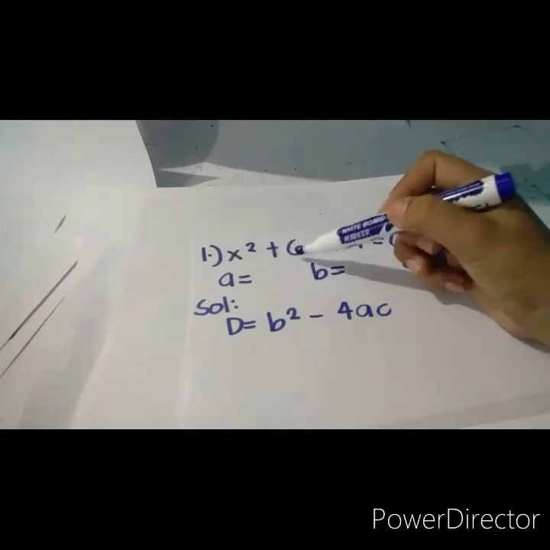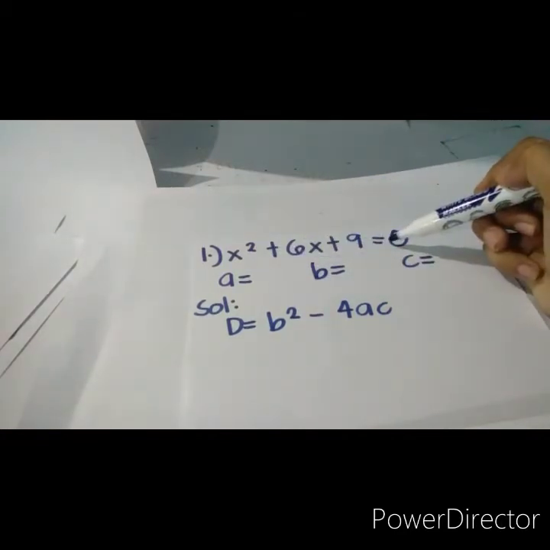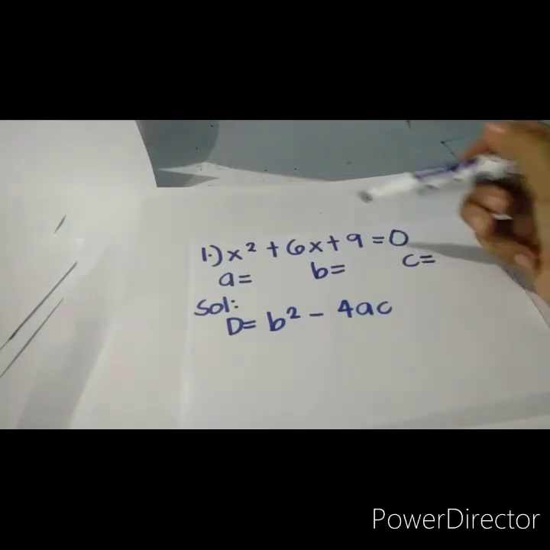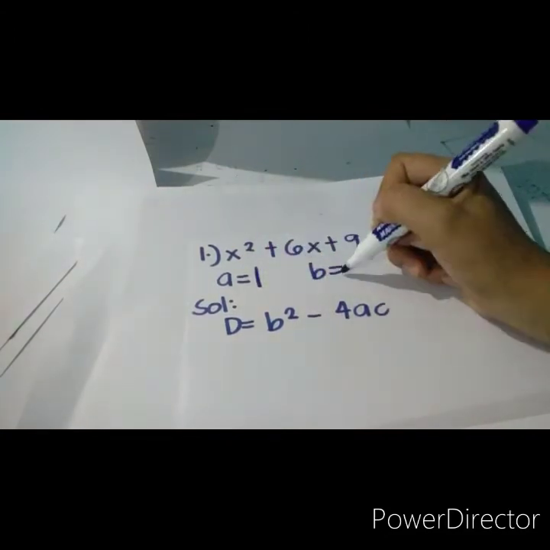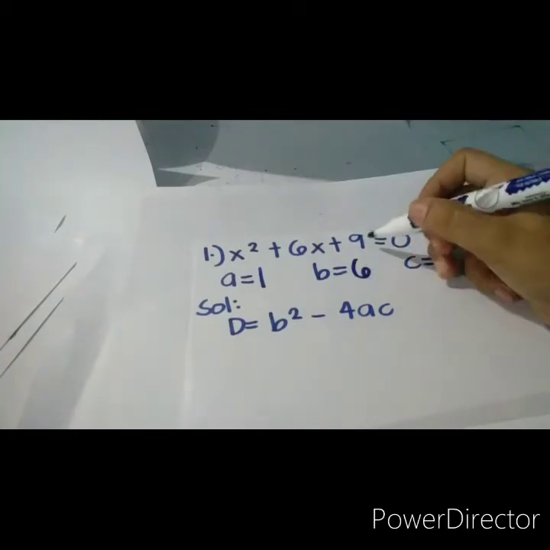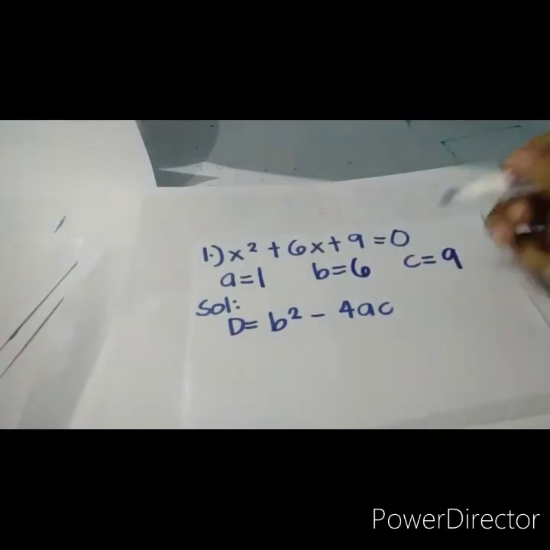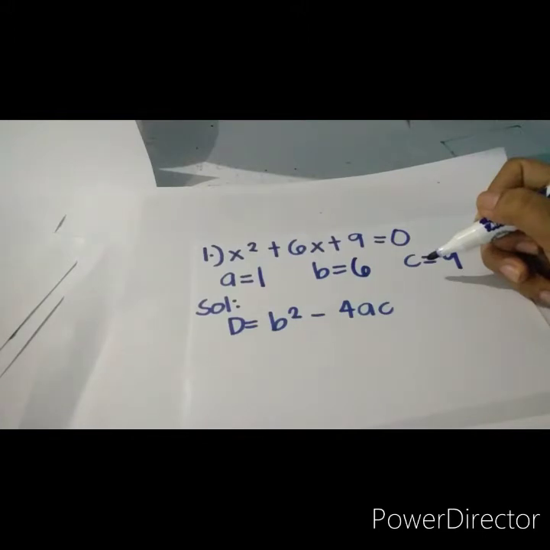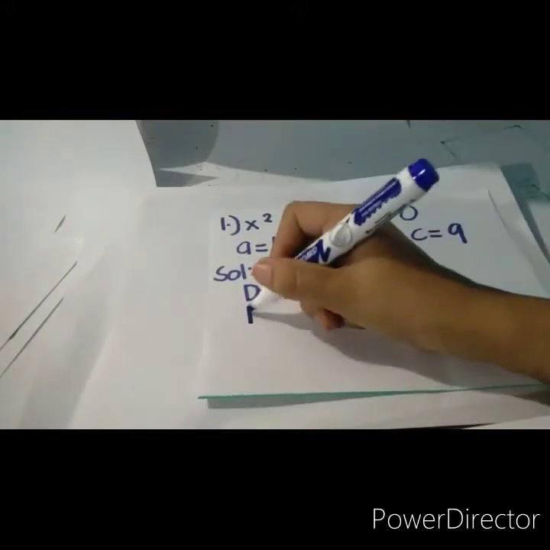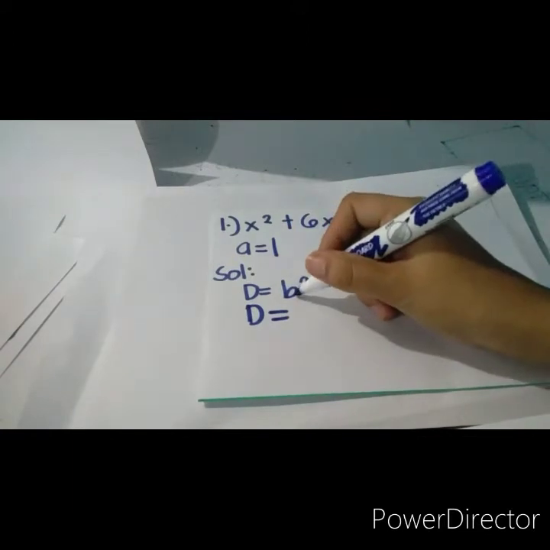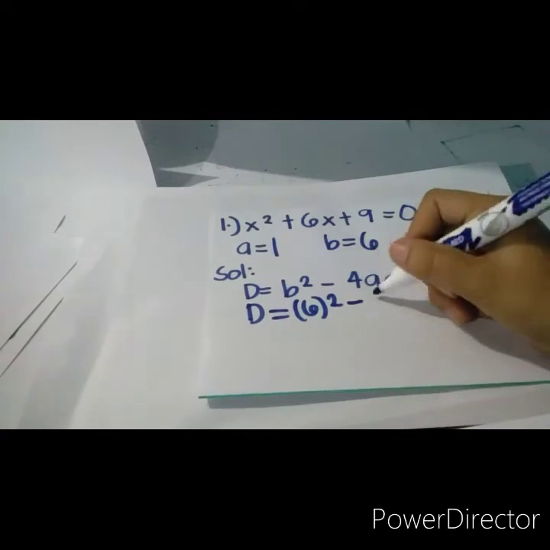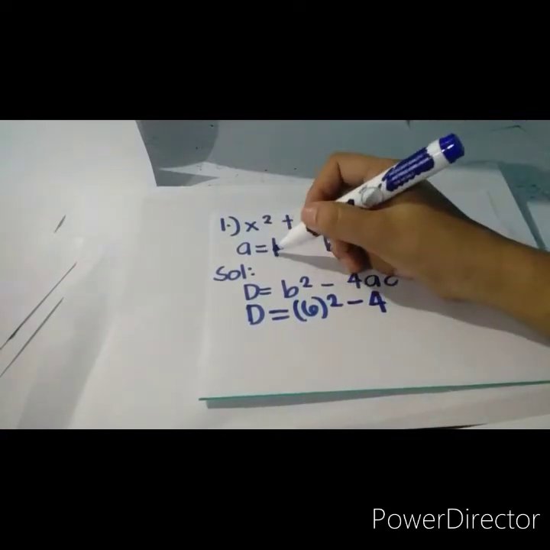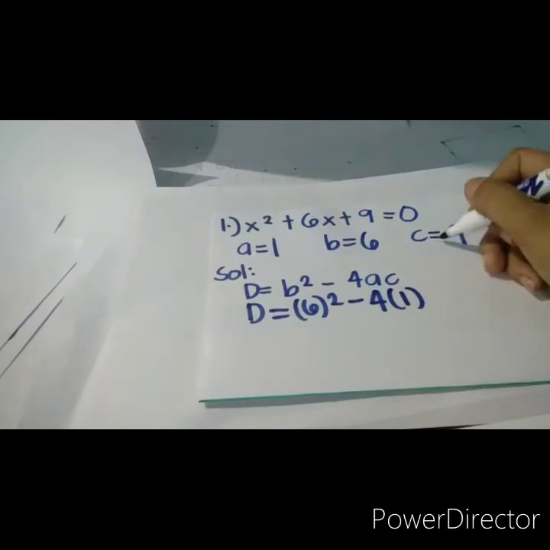So we have x squared plus 6x plus 9 equals 0. The first thing that we should do is find the values of a, b, and c. What is the value of a? That is 1. The value of b is 6, and the value of c is 9. After that, substitute in the formula. So you have D is equal to, your b is 6, so you have 6 squared minus 4, then our a is 1, and c is positive 9.